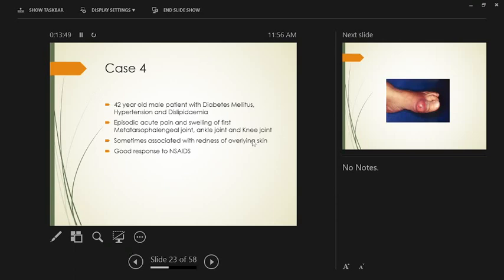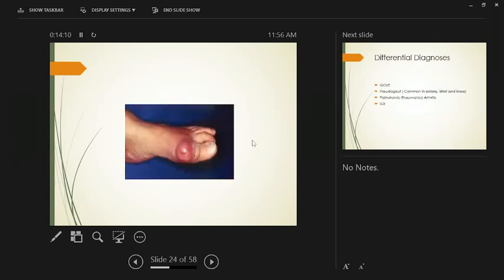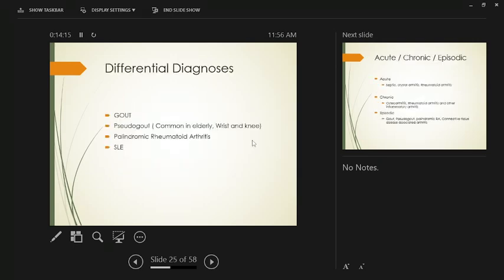So this swelling is sometimes swelling and pain which settles well within a short period, and it's sometimes associated with redness of the overlying skin, and it shows good response to NSAIDs. So most of the time patient says, I take diclofenac when I get this pain and swelling, so it settles over about 2 to 3 days. So this is sort of showing a picture of involvement of the first MTP joint. So the history is typical of gout.